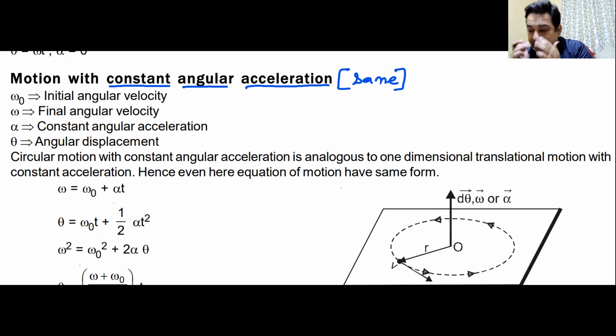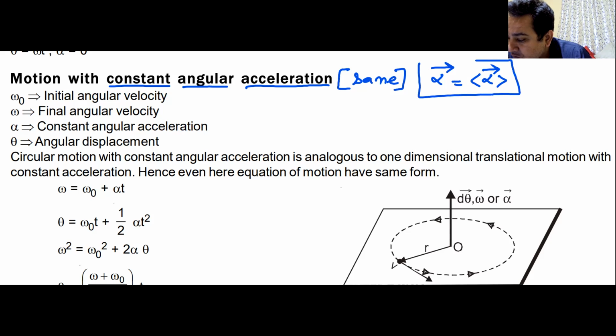Angular acceleration is the same and it will not change. Now if angular acceleration is the same and does not change, your instantaneous angular acceleration alpha at any time will be equal to your average angular acceleration between any two given points. So basically, your angular acceleration remains constant.